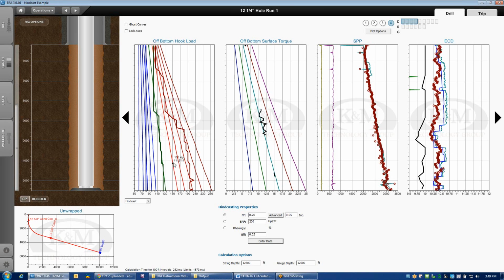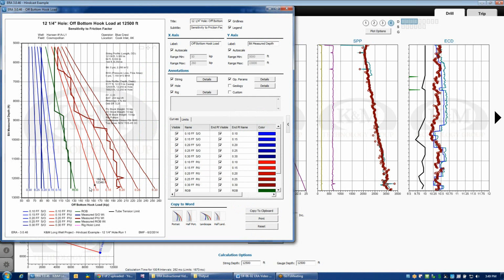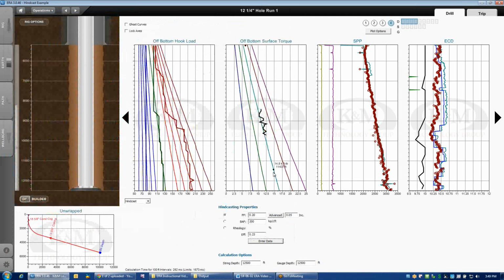If we open up the hook load model, you notice that my theoretical rotating off bottom weight is lining up well with the actual rotating off bottom weight. So I feel like I have a pretty good handle on the string weight and the block weight. The torque, on the other hand, off-bottom torque, I only have a few data points. This is kind of an unusual example where off-bottom torque wasn't recorded on every single stand. I have quite a bit of data here in the middle of the run, but only a little bit of data at the beginning and in the end.